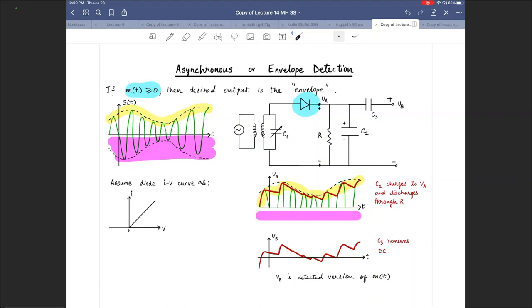So it is a simple detector, doesn't require a local oscillator, doesn't have a phase synchronization problem, is based on diodes and resistors, so it's pretty cheap. However, it does not perform as well as the synchronous detector. It is just a wave rectifier, absolutely, yes.